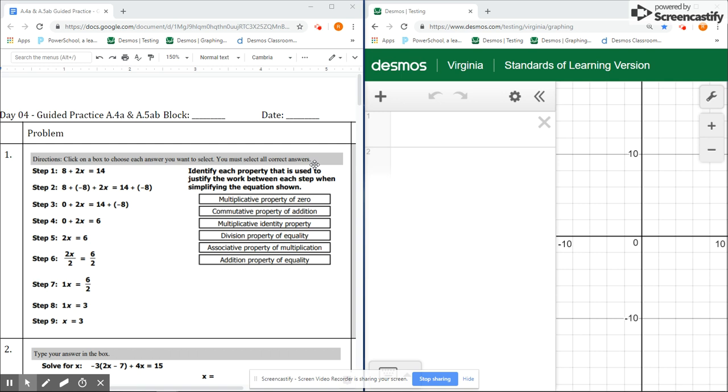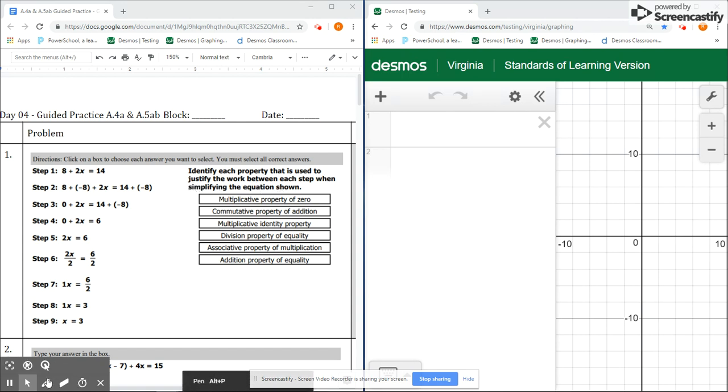All right, this is day 4 guided practice, page number 1. We're going to go through standards 8.4a and 8.5a and b. All right, number 1, click on a box to choose the answer you want to select. You must select all correct answers. Identify which property is used to justify the work between each step when simplifying the equation shown.